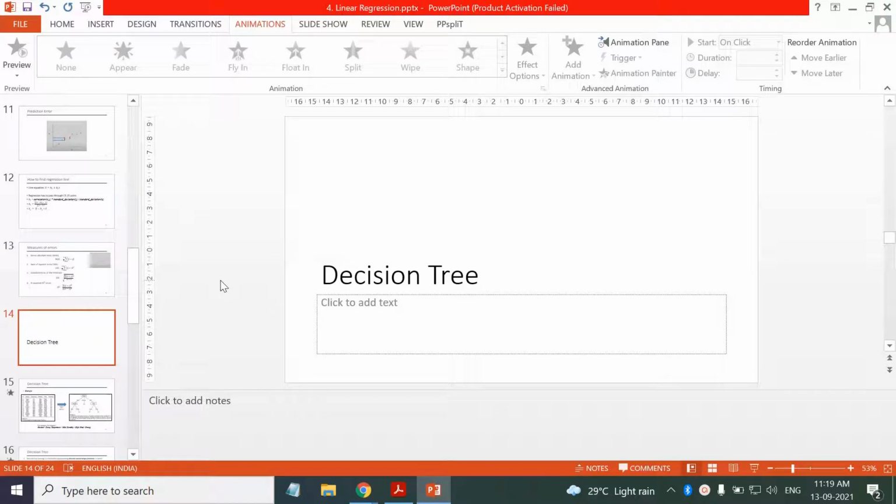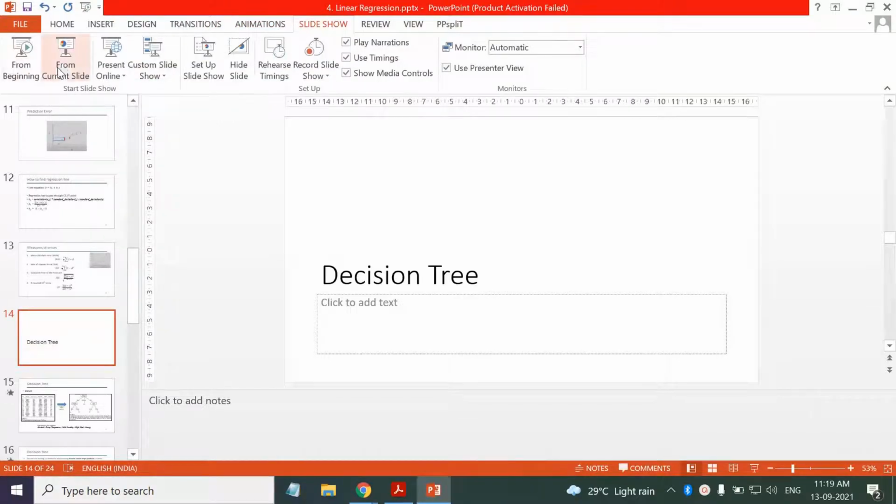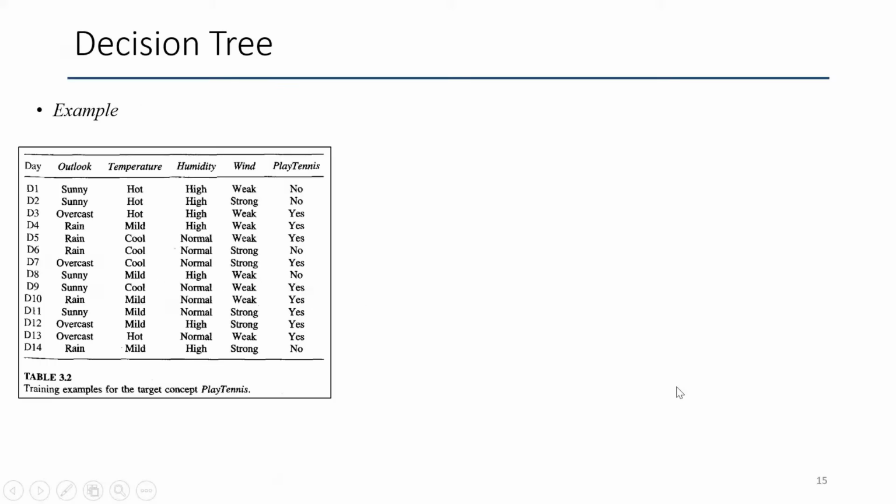So in the last class we have finished linear regression, and today we are going to start a new supervised learning model, that is decision tree. So first we will see an example.